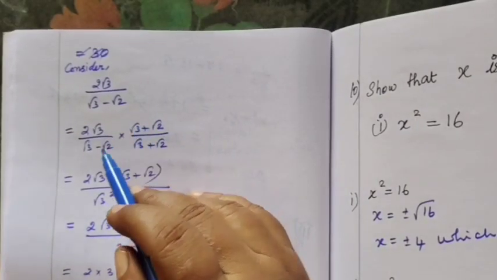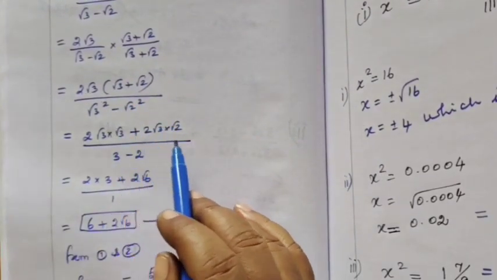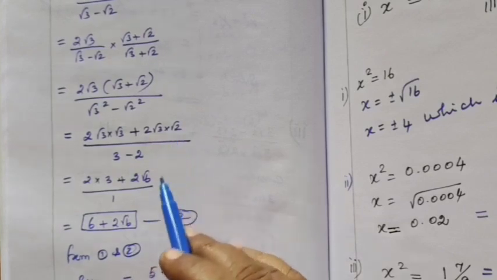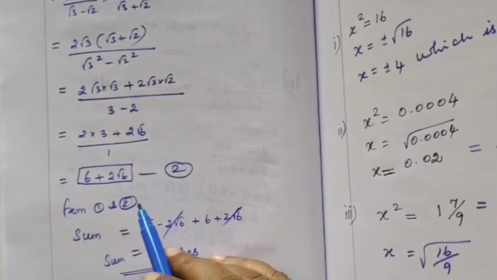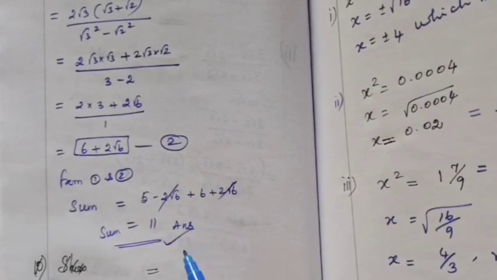Now next consider this. Take the conjugate. All these are simplification only. Then from 1 and 2, if you cancel, you are getting the answer as 11.